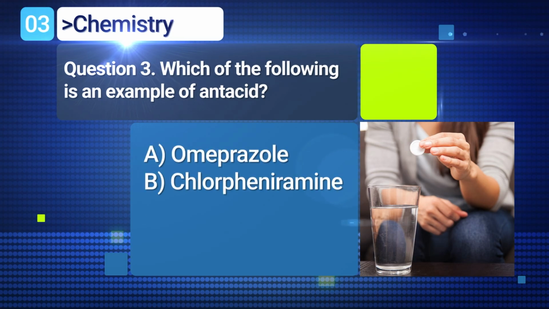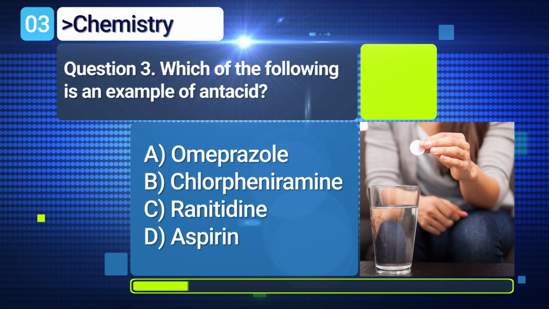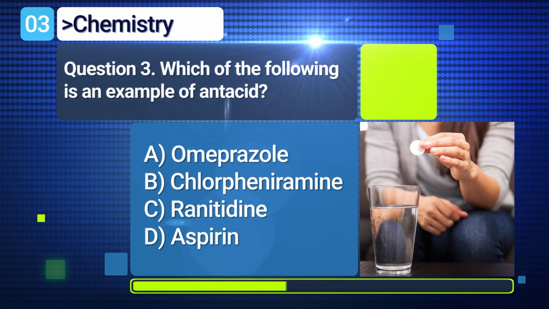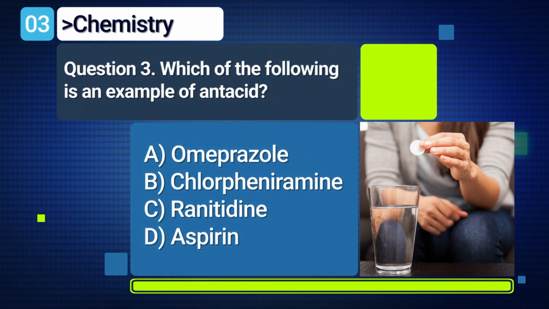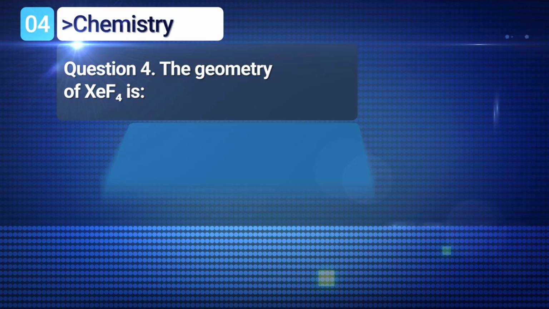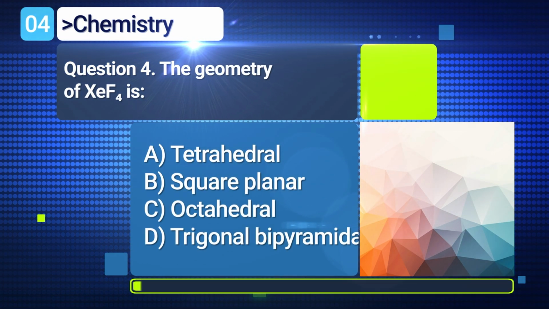Which of the following is an example of antacid? A. Omeprazole. B. Chlorpheniramine. C. Ranitidine. D. Aspirin. Answer: C. Ranitidine. Question 4. The geometry of xenon tetrafluoride is A.